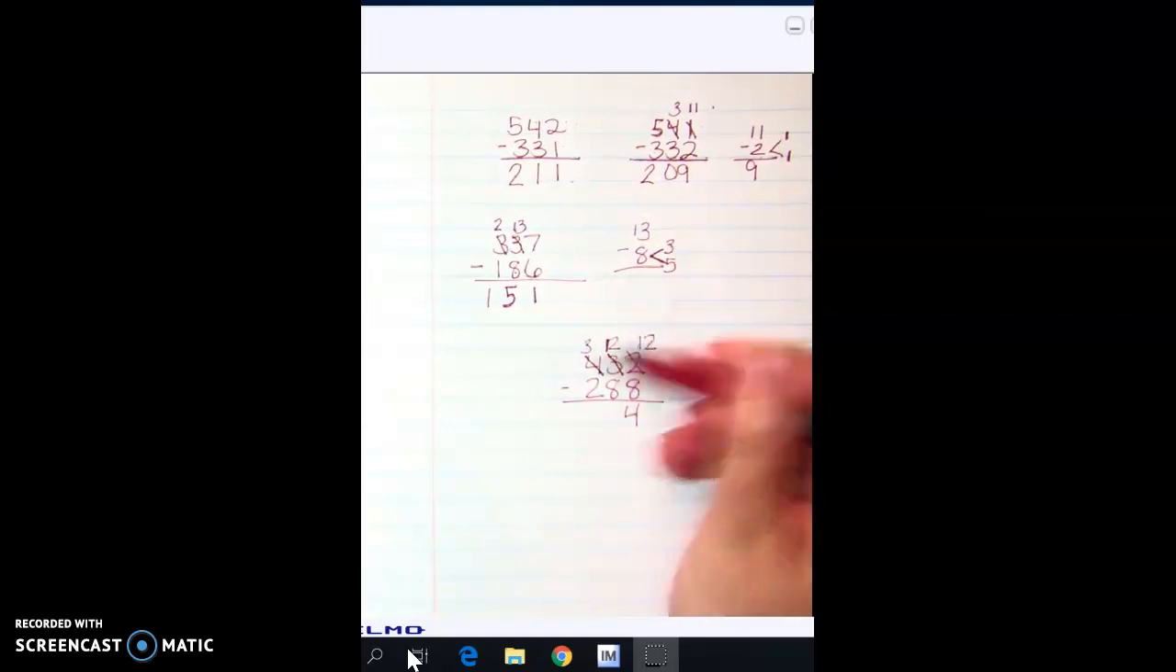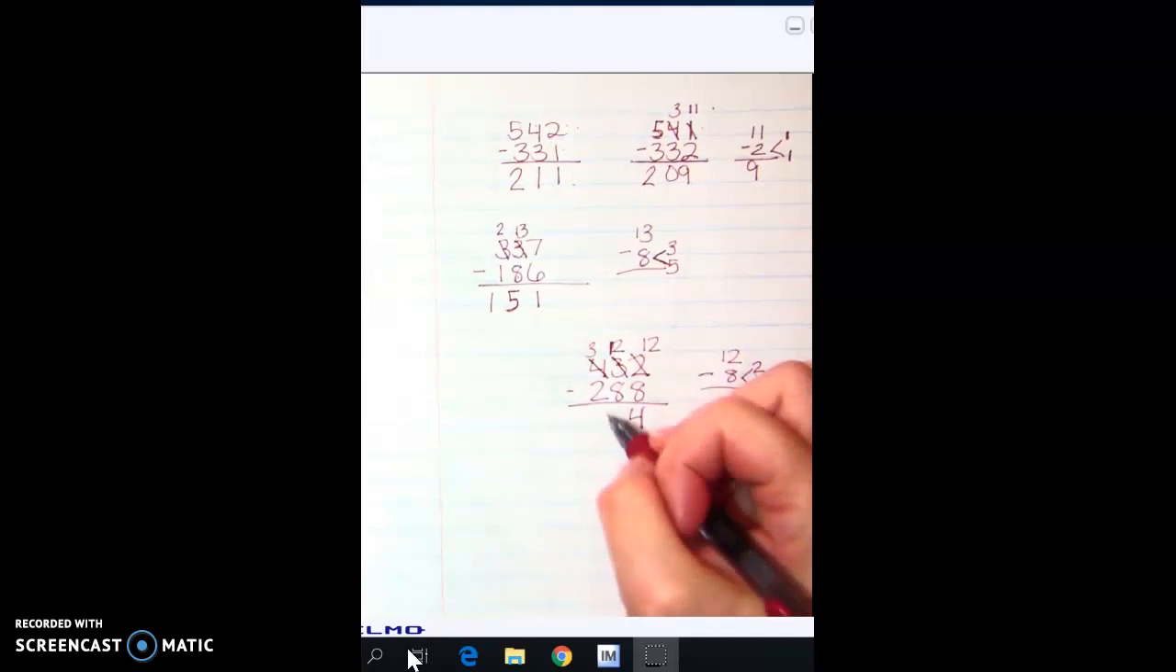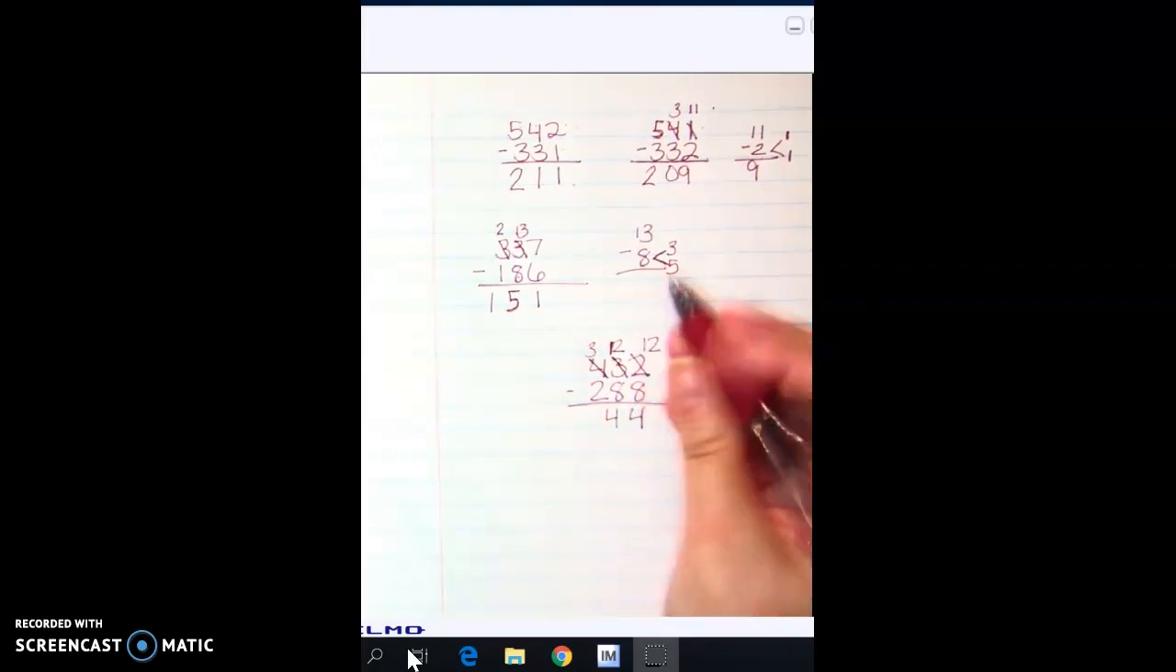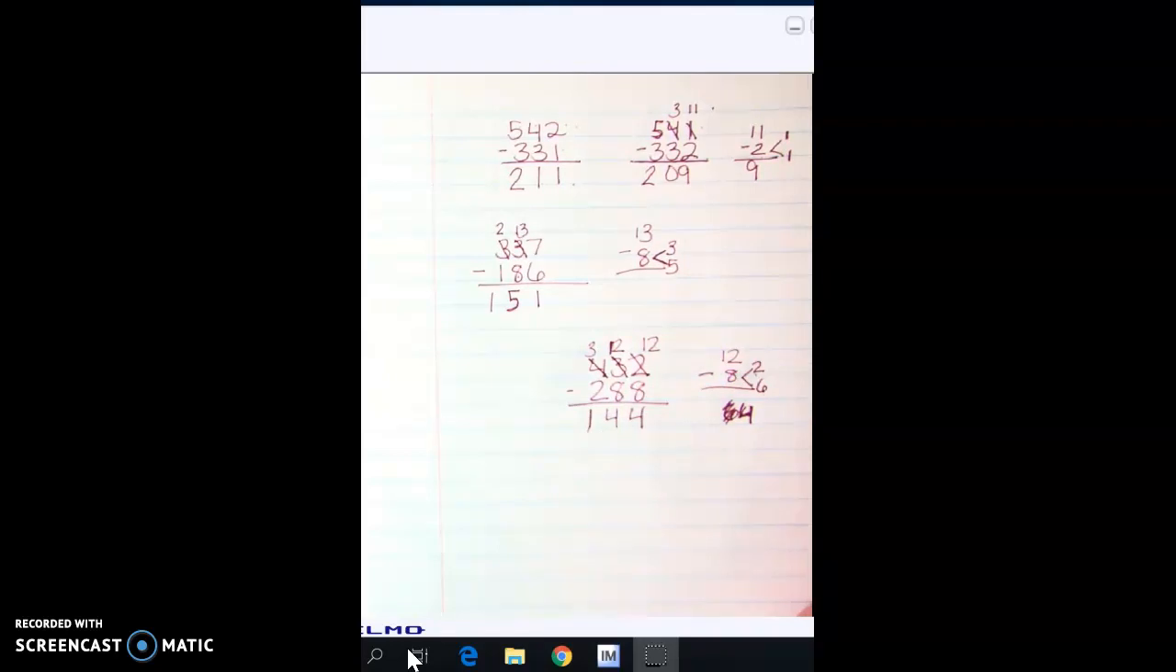So 12 minus 8. Look at that. We just did that one. Right? So that's going to give me 4, because I had it right here, all right? And 3 minus 2 is going to give me a big fat 1, okay?